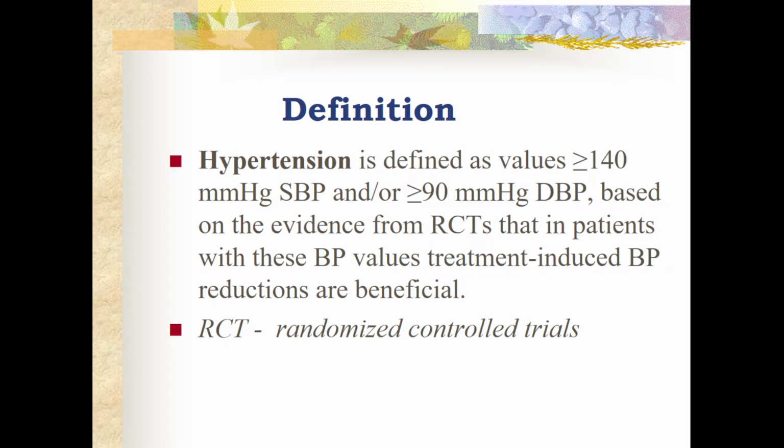And hypertension is defined as values more than 140 millimeters of mercury systolic and or more than 90 millimeters of mercury diastolic blood pressure, based on the evidence from randomized controlled trials that in patients with these blood pressure values treatment-induced blood pressure reductions are beneficial.